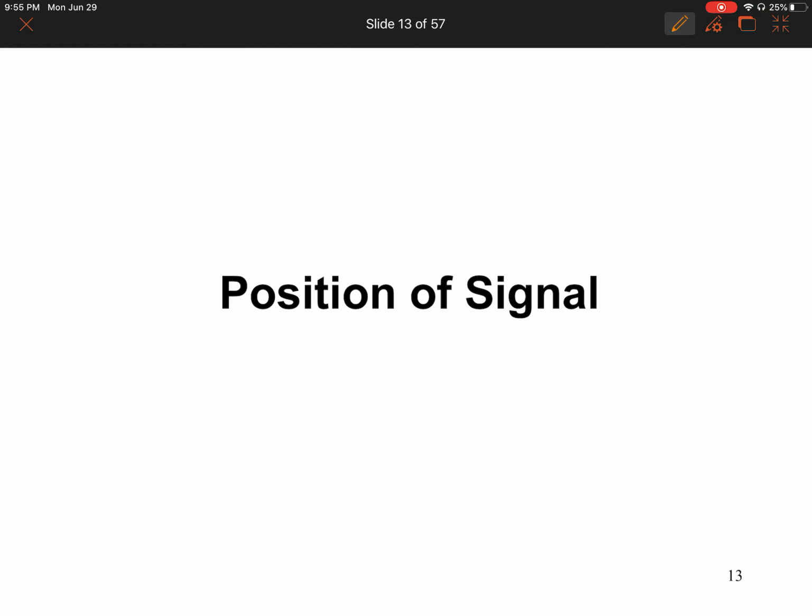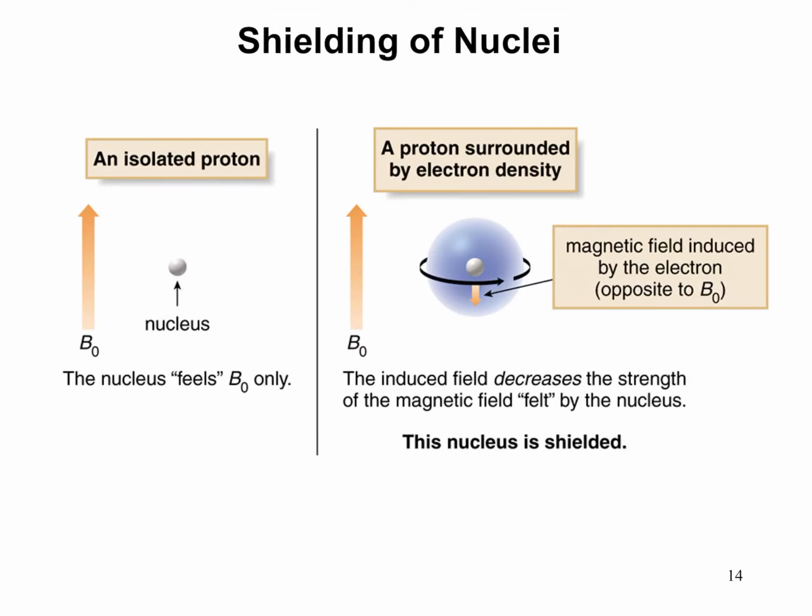The next thing that we're going to talk about here is how to determine the position of signal. Where is the signal going to show up on the NMR spectra? So again, I want you to appreciate the theory, but I'm primarily focused with you being able to interpret a spectra here. Now, with that said, when we think about nuclear magnetic resonance, we have this spinning nucleus here, and it's protected by an electron cloud, right?